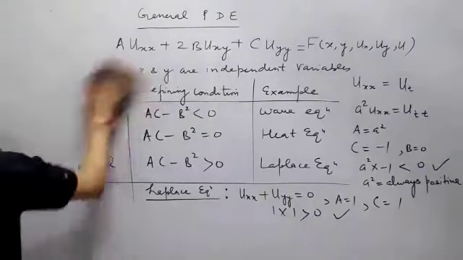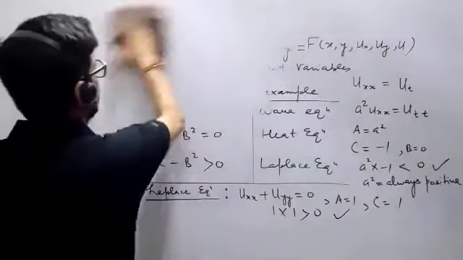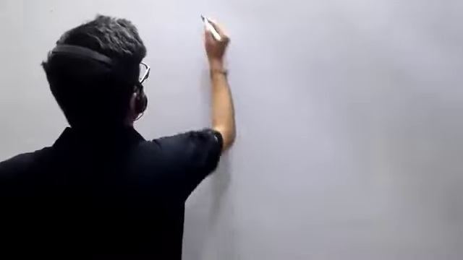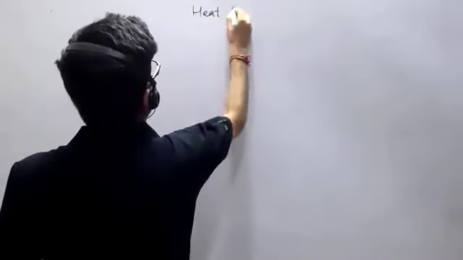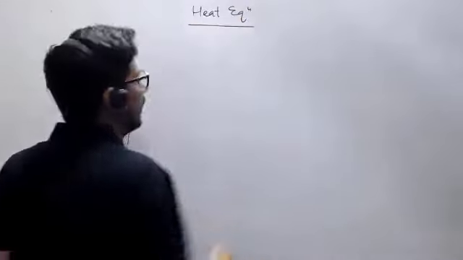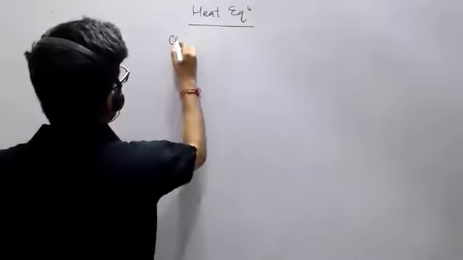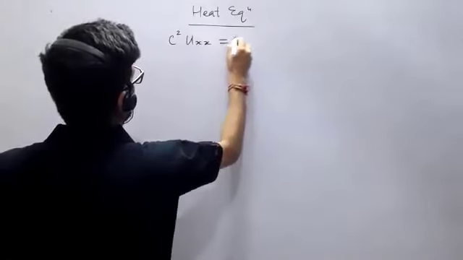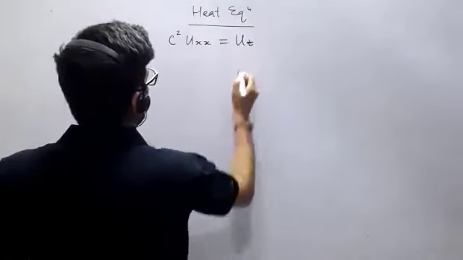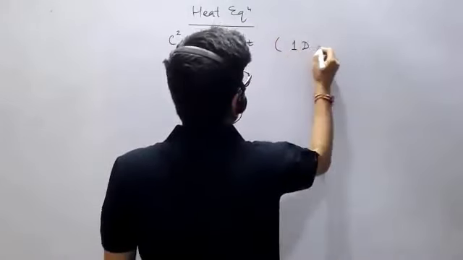So let us come to the actual point, I mean the actual type of equation. So after this, let me consider a heat equation to solve. After the wave equation, let me consider a simple heat equation, and that is given by c square Uxx is equal to Ut. This is the simple one-dimensional heat equation.